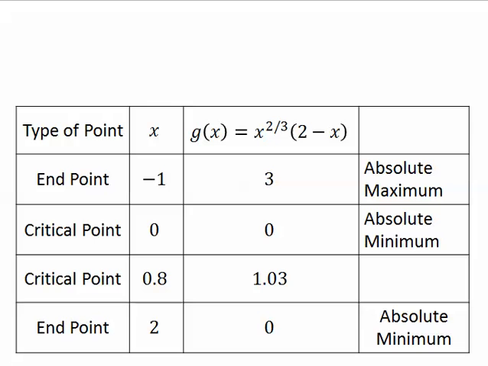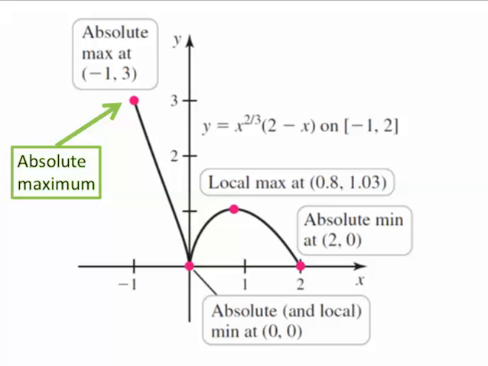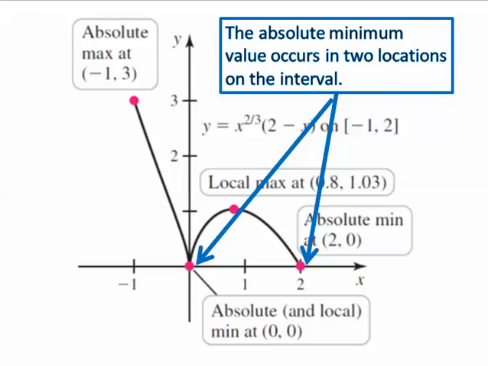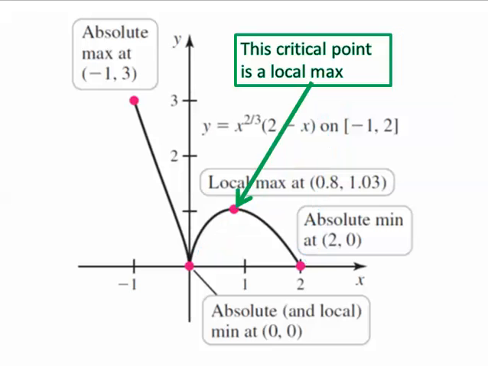I've got an absolute max, and it occurs at -1. I have 2 points where I reach my lowest, and my lowest value is 0, and I reach it twice. And here's my function. I have an absolute max at -1. The absolute min value occurs in 2 locations. And this critical point is a local max. It's not an absolute, but it is a local.